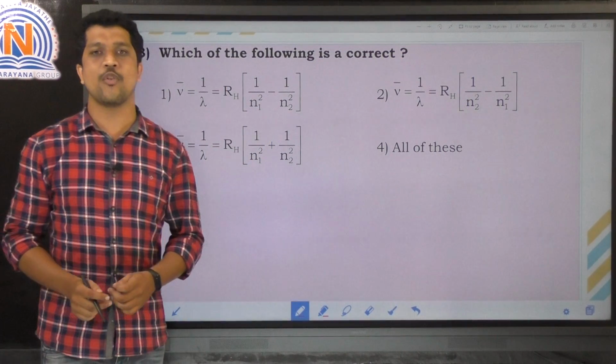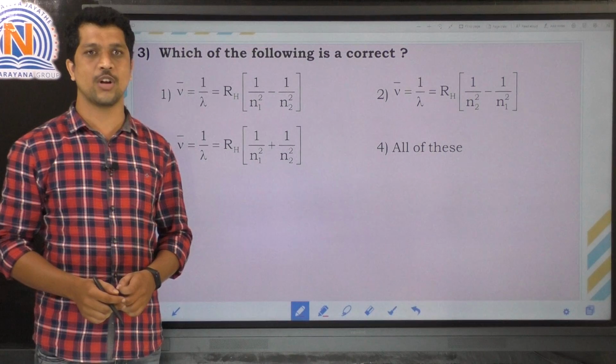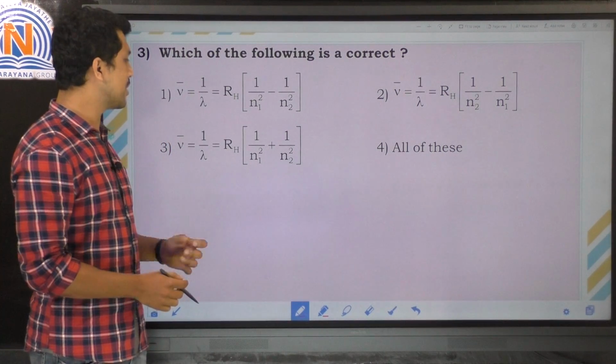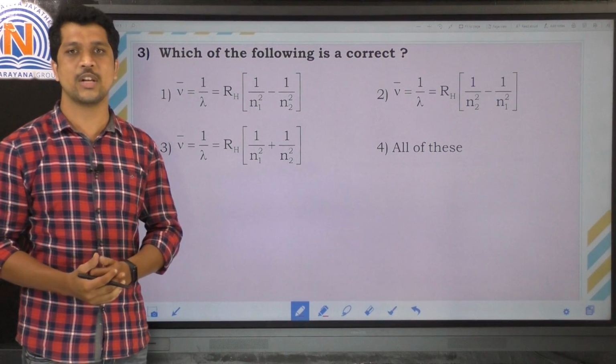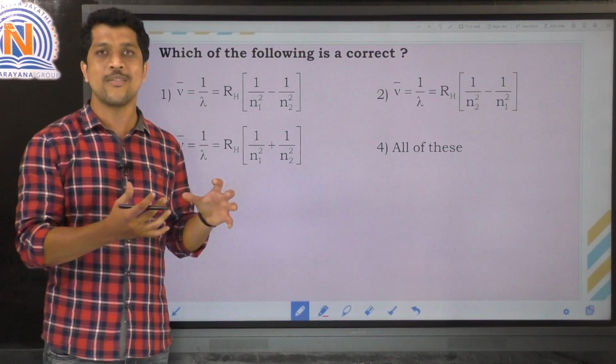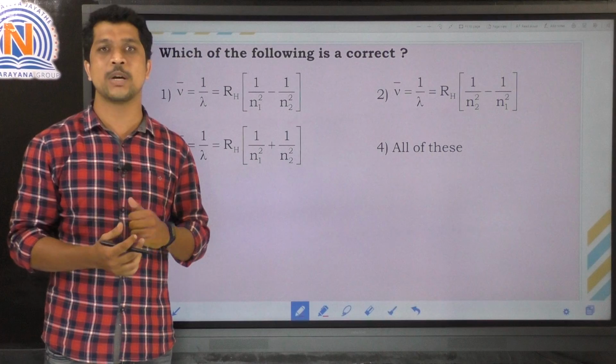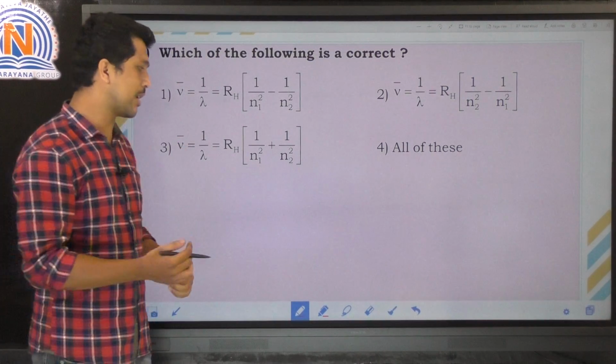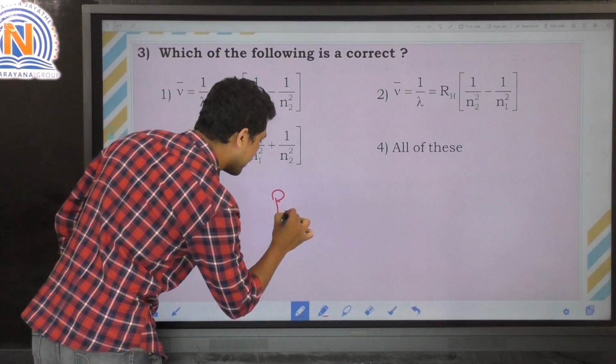Here the question, which of the following is correct? They have given wavelength in the options. So in hydrogen spectrum, the wavelengths are calculated by the Rydberg formula.